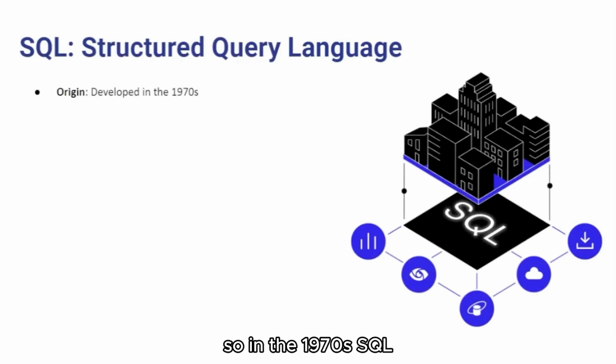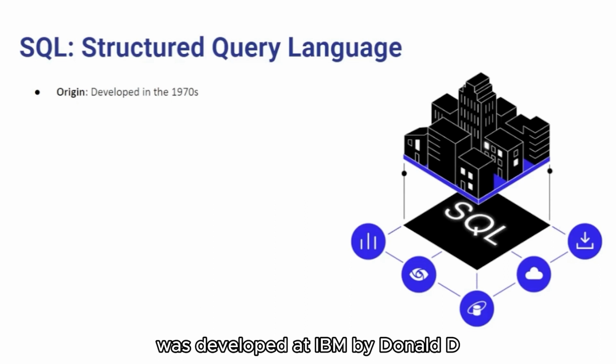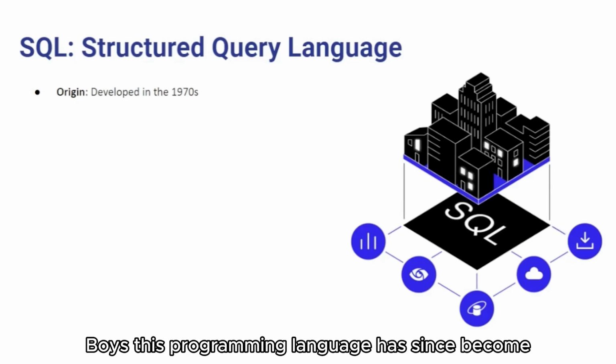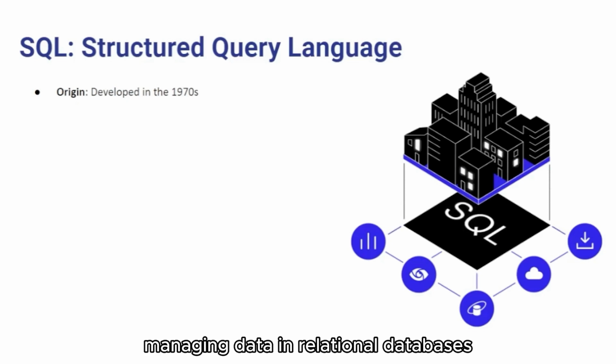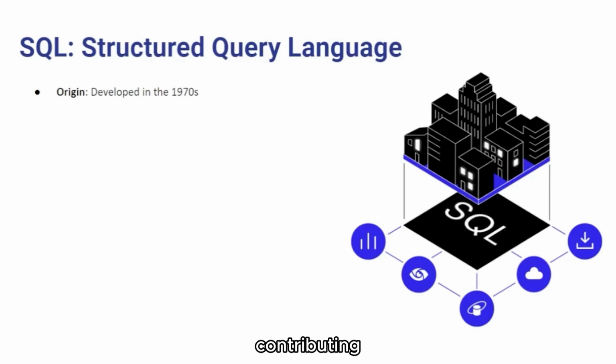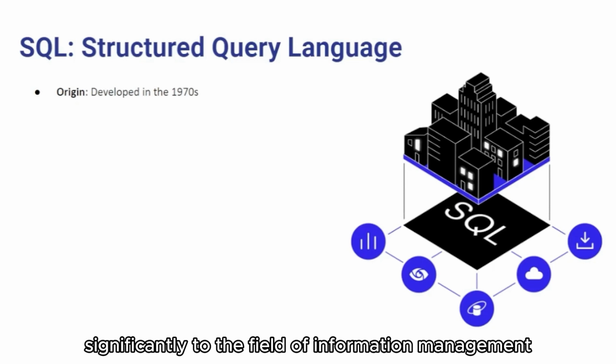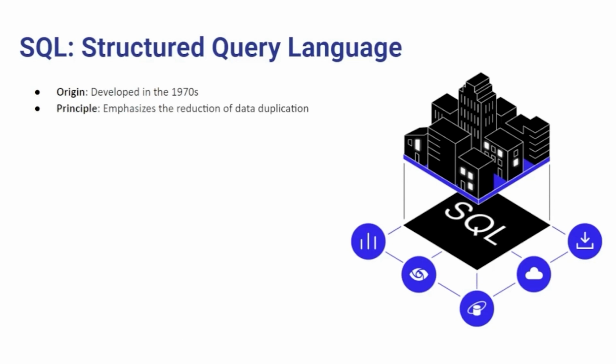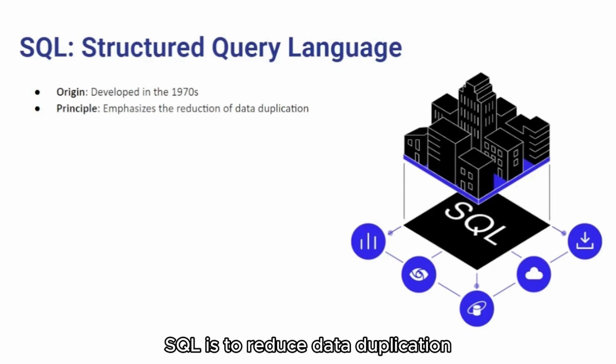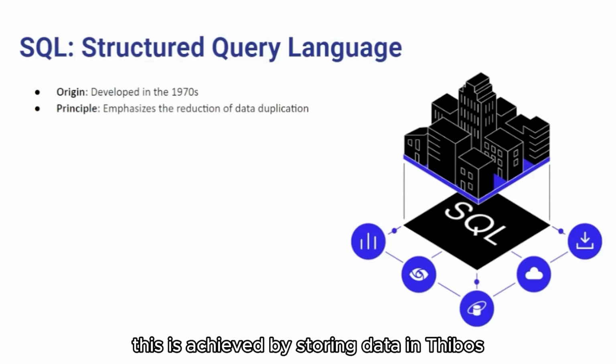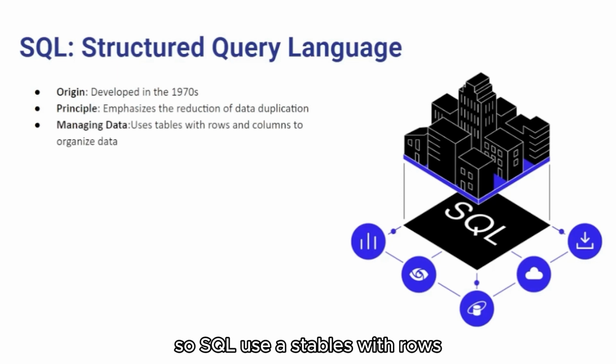In the 1970s, SQL was developed at IBM by Donald D. Chamberlain and Raymond F. Boyce. This programming language has since become a cornerstone for managing data in relational databases, contributing significantly to the field of information management. One of the key principles of SQL is to reduce data duplication. This is achieved by storing data in tables. So SQL uses tables with rows and columns to organize data.